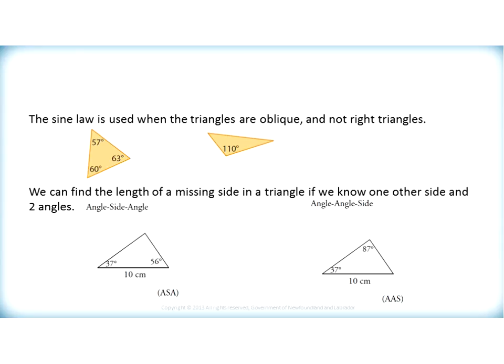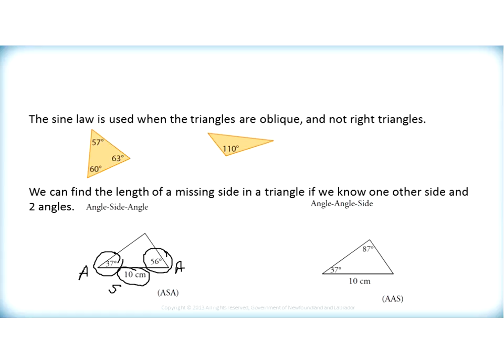So we can find the length of a missing side in a triangle if we know one other side and two angles. So we need two angles and a known side to find a missing side. Down here, we have an angle right here, 37 degrees. We have another angle, 56 degrees. And we have the side that's located between those two angles. So we actually have an ASA triangle, because the side is contained between the two angles that we know.